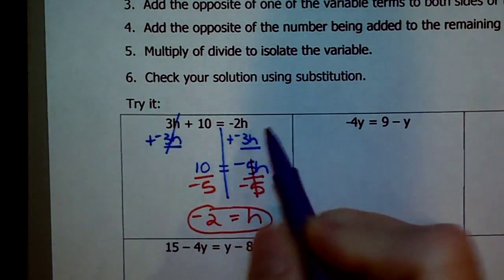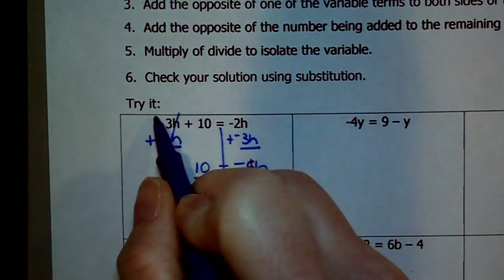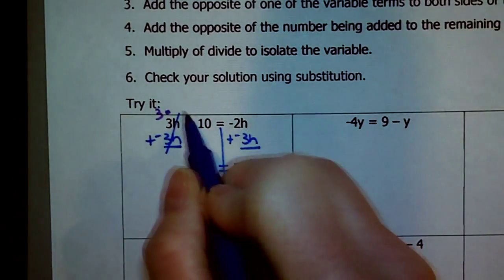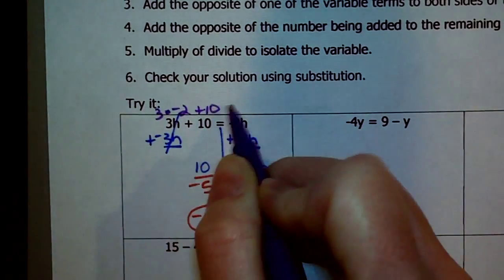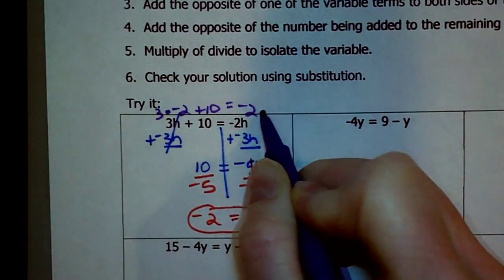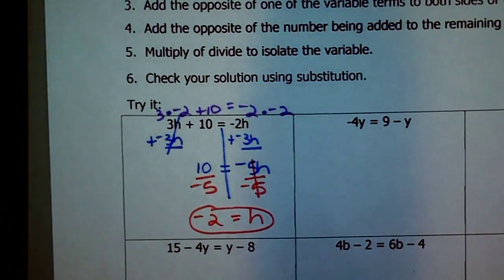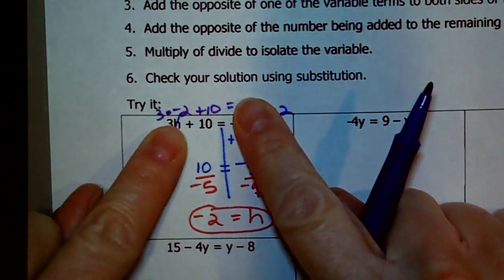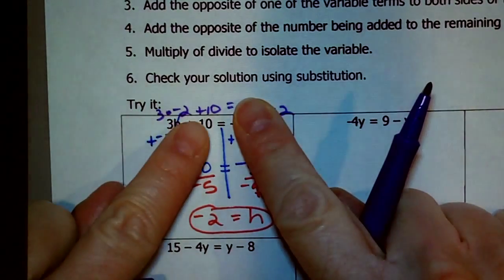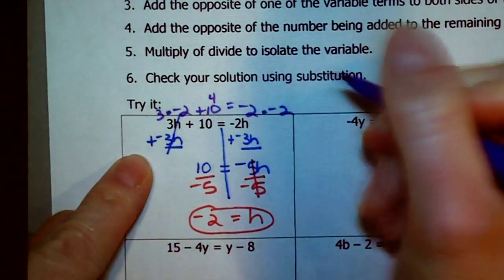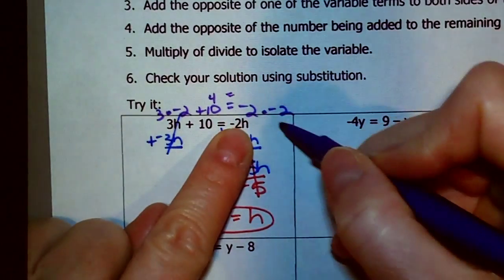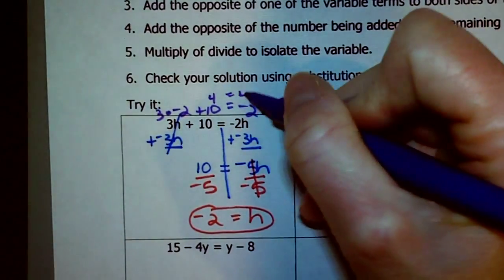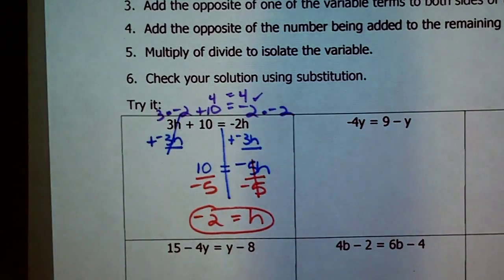3h plus 10 is supposed to equal negative 2h, so I need to take 3 times negative 2 plus 10, and that should equal negative 2 times negative 2. So I would solve this side. 3 times negative 2 is negative 6. Negative 6 plus 10 is 4. And on this side, negative 2 times negative 2, that's also a positive 4. That means that we're right.